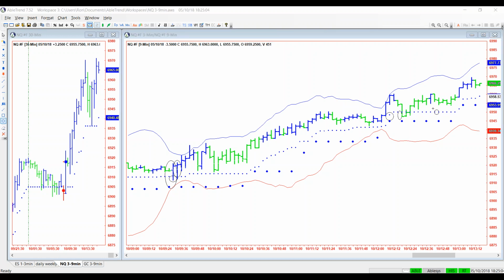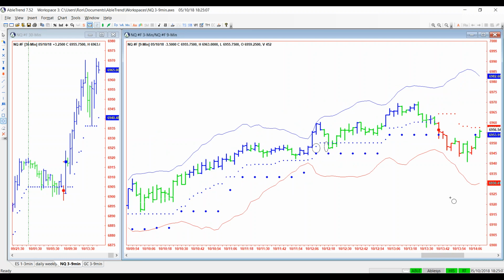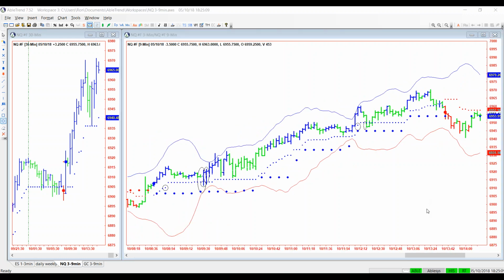So pretty cool stuff, and up and away. I mean, the signals were just beautiful here today. Anybody using this, the signals today, it was a big time day today.